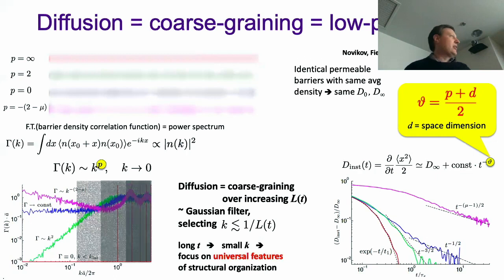So basically, when we increase the diffusion lengths, we suppress the contributions of high K and really focus on the low K behavior of the density-density correlation function, which gives you the distinction between different classes of spatial organization. And that's really the key connection between transport, diffusion, and structure, which we want to study.